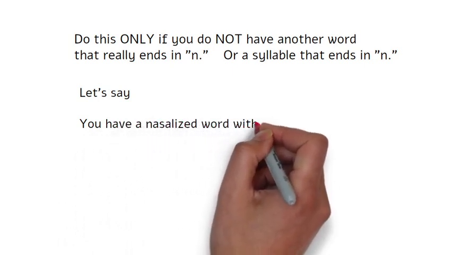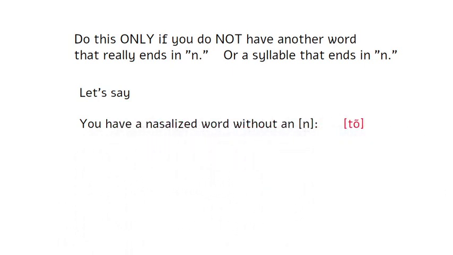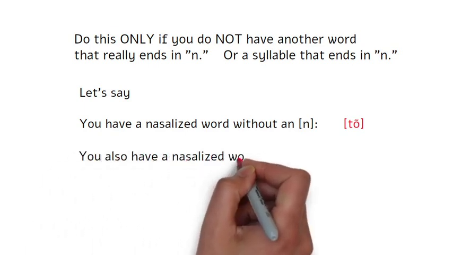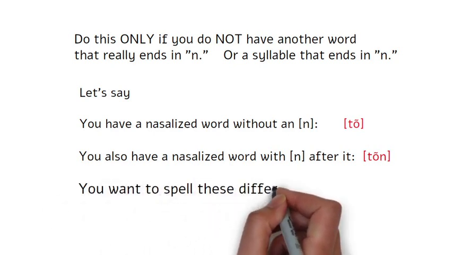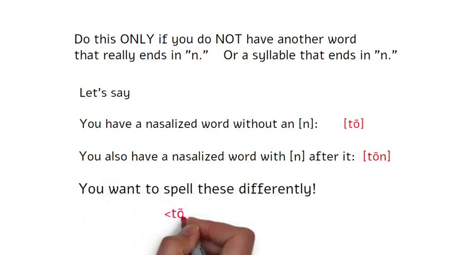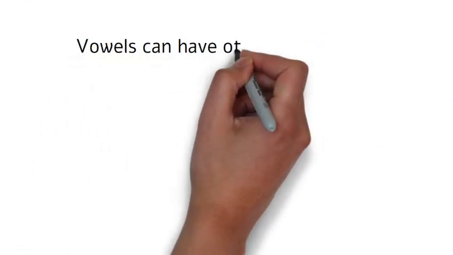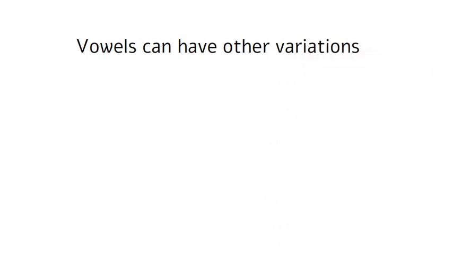So, let's say you have a nasalized word without an N, like ton, and you also have a different word with an N or M after this, like ton. You want to spell these differently. So, in this language, you might spell ton as one word with a nasal vowel and ton as a different word with N at the end. There are several choices, but the main thing is, if nasal vowels make a difference in meaning, you need to mark them. Let's move on to the next suprasegmental.